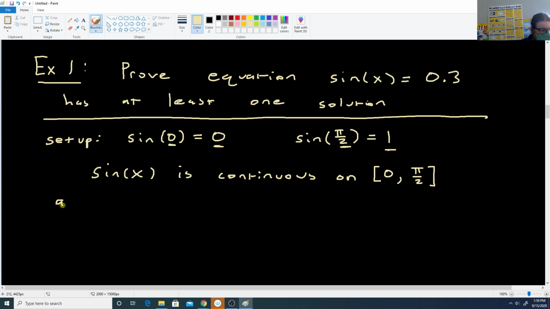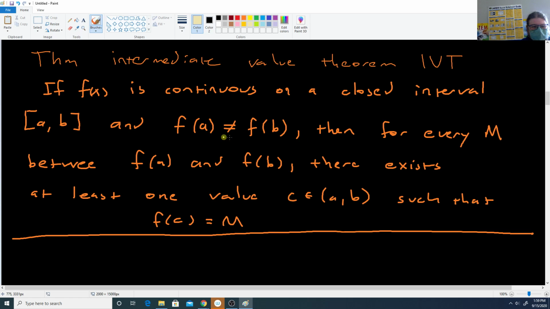So we'll say sine of 0 equals 0, which is not equal to sine of pi over 2, which equals 1. So we're saying the starting value, sine of 0, is 0, sine of pi over 2 is 1, and those two are not equal. So from our intermediate value theorem, we showed that this is true. So then, for every m between f of a and f of b, there exists at least one value c such that f of c equals m.